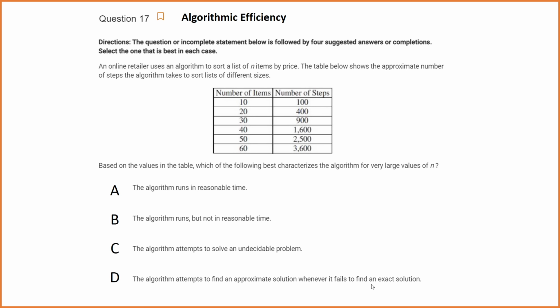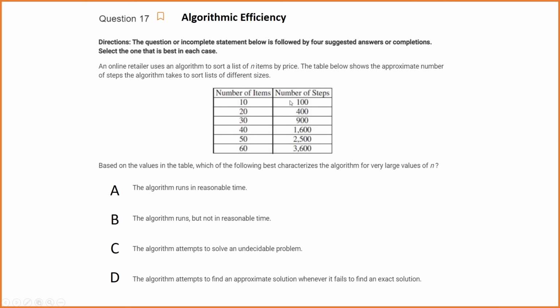So algorithmic efficiency questions would look like this. It might give you an example where you've got a bunch of items. This is your n value. And this is the number of steps you have to take to calculate it. And you have to figure out, is this reasonable or unreasonable?